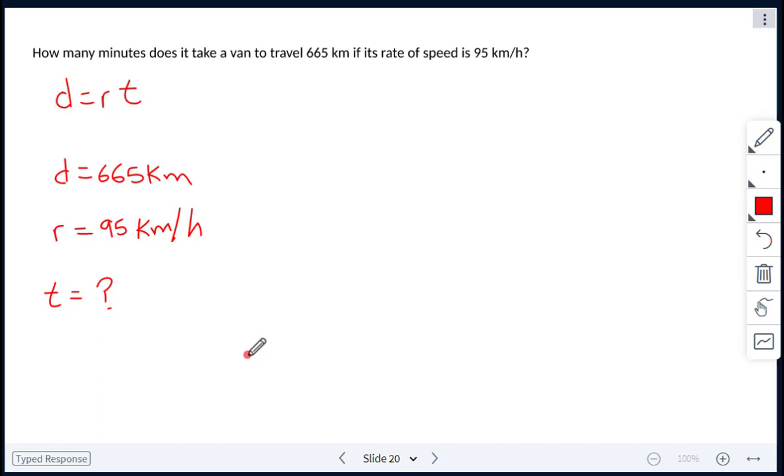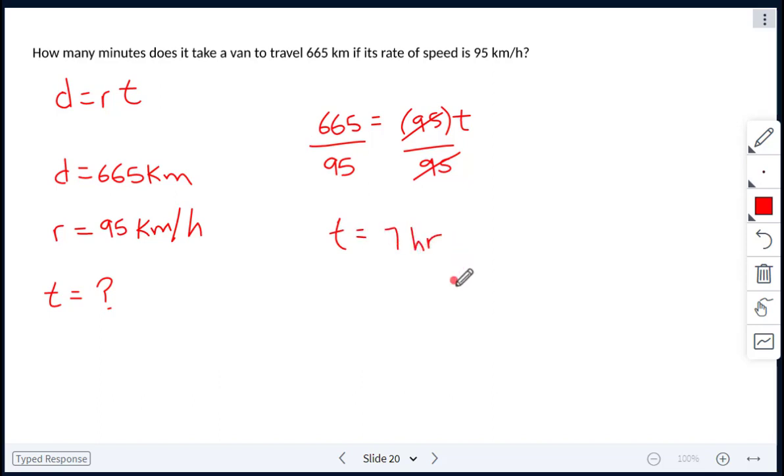All right, so putting this into the formula, D is 665, the rate is 95, and then T is what we are solving for. All right, so we'll just divide by 95 both sides to solve for T. All right, and that gives me my T, which is time, is 7 hours. So the only thing we have to do now is convert this into minutes.